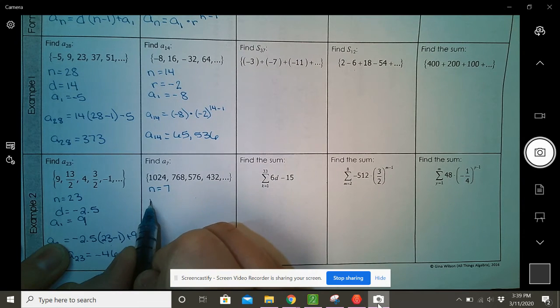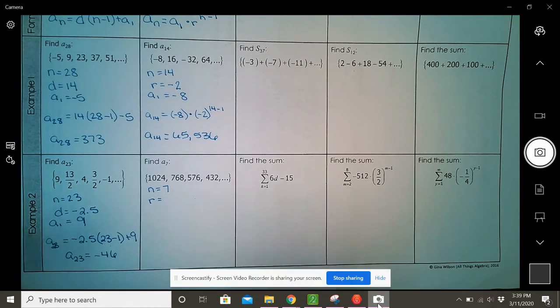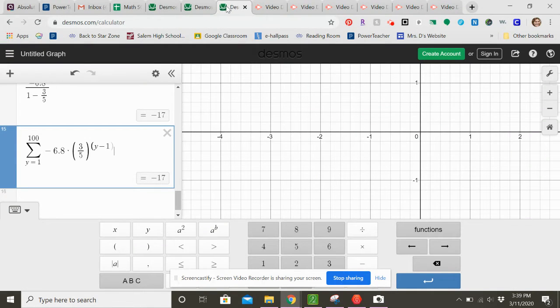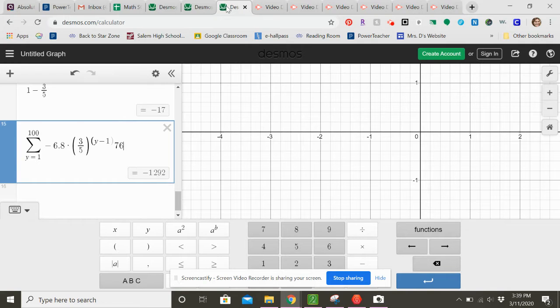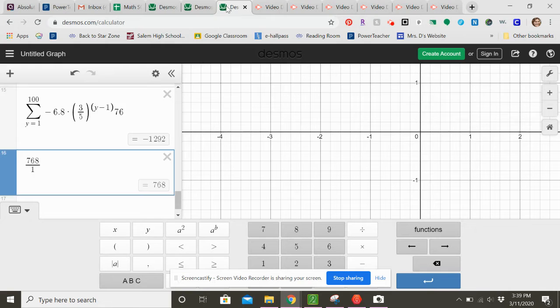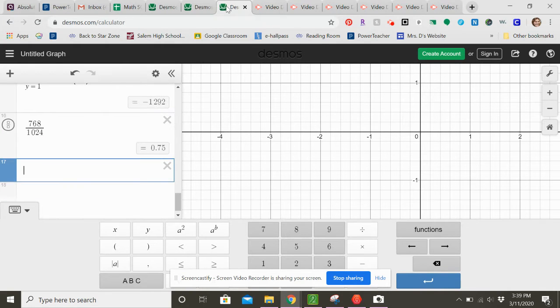Next, I need a common ratio. Now, these I can't really do in my head very well, going from 1,024 to 768. So I am going to switch over to Desmos here and help myself out. I'm going to take 768 and divide it by 1,024.